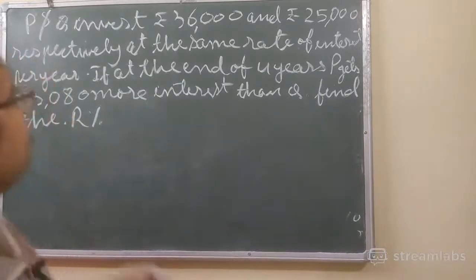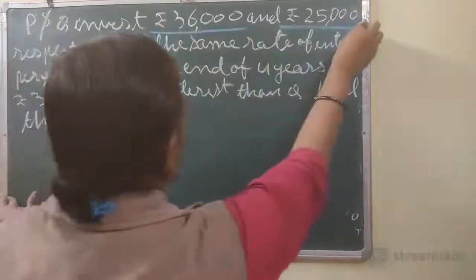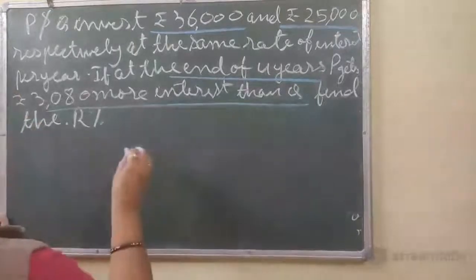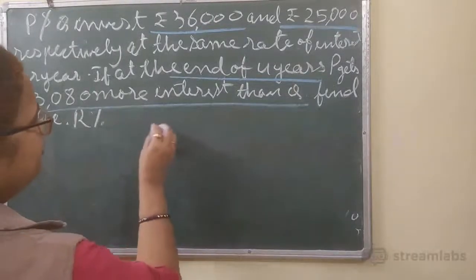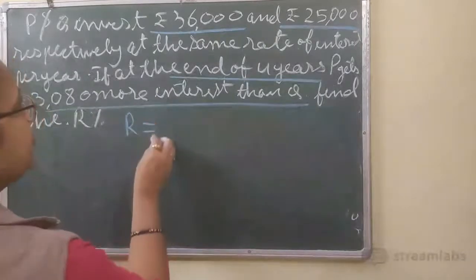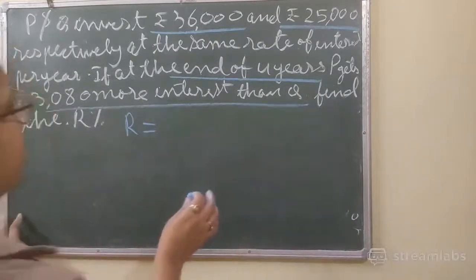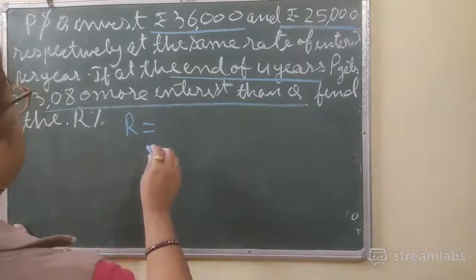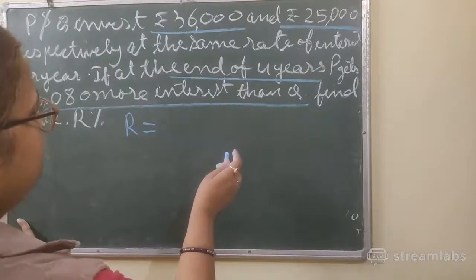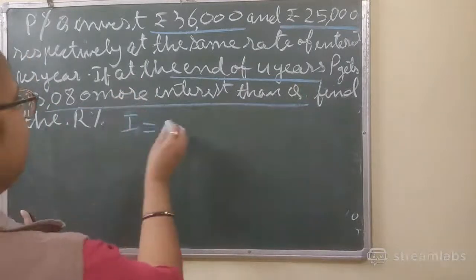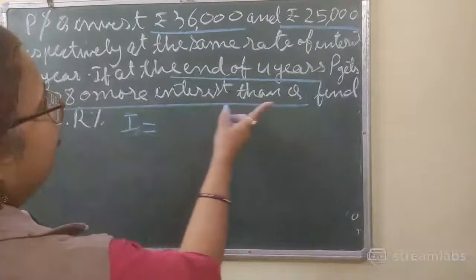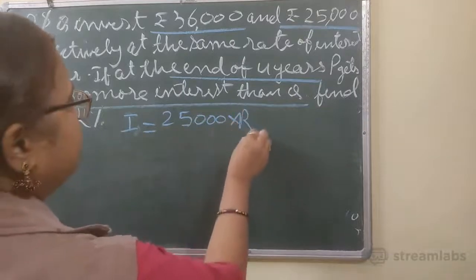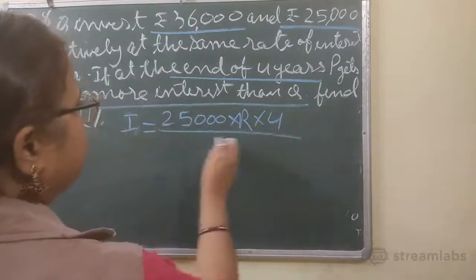Okay. So P and Q invest this one more than Q. Means first we will find out of Q. Clear? So first we'll find the rate of interest. So first we'll find out Q. So rate of interest for Q, it will be equal to what? It is given respectively at the same. So R is equal to simple interest we'll find out. So I will be equal to what? I will be equal to for Q 25,000 into R into T is 4 and divided by 100.